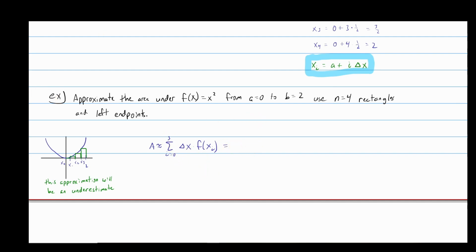Okay. So from before, delta x is b minus a over n. So that's 2 minus 0 over 4, or 1/2.